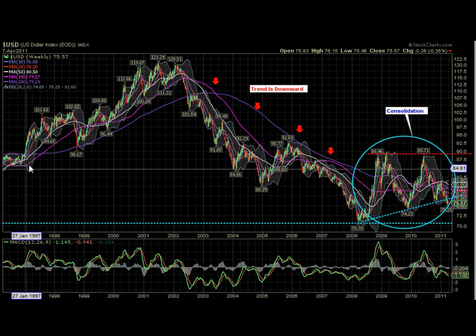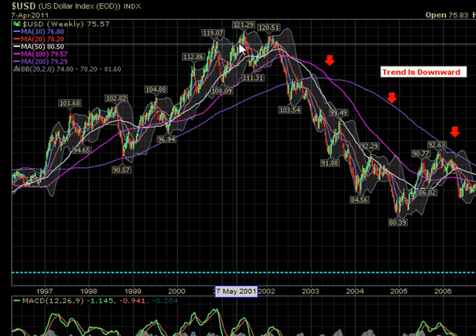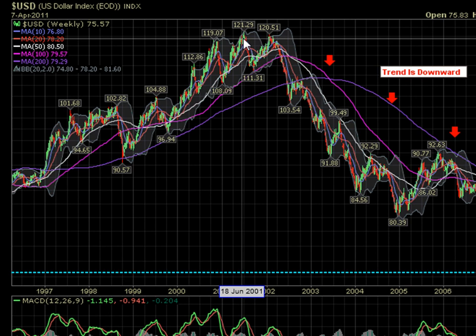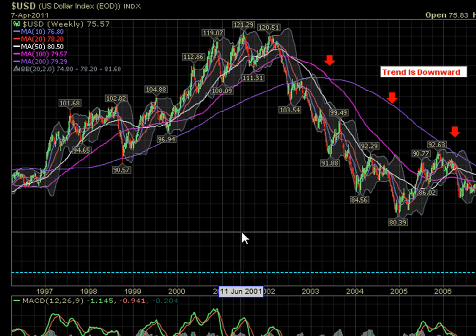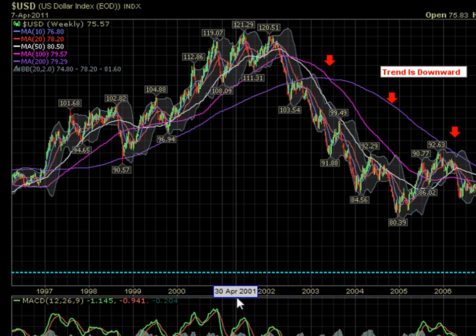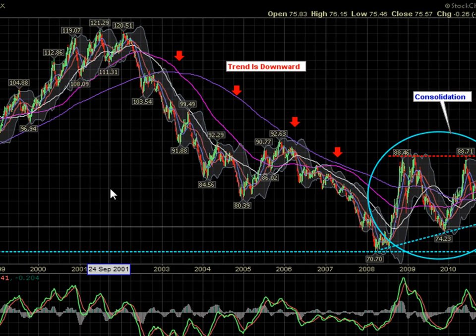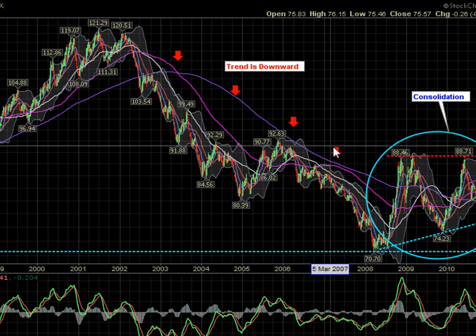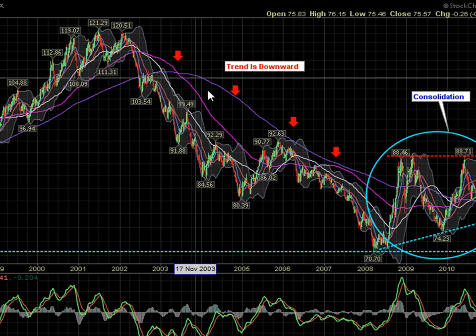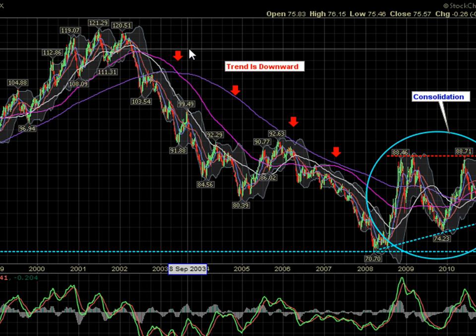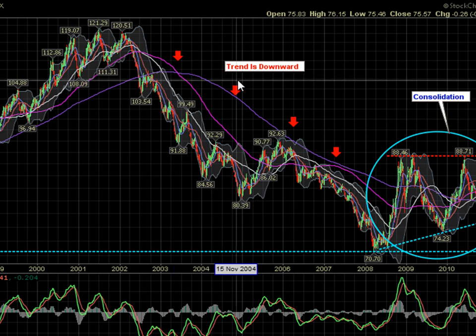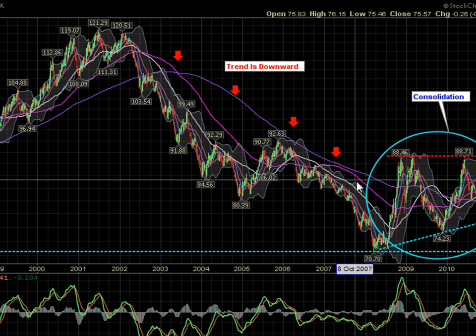We can see that basically we had a nice run up in the 90s to 121.29 on the index, and this was back in summer 2001. And basically we've been moving in this downwards trend since then. These arrows don't necessarily mean anything. I'm just using them to show you the direction of the trend that has been taking place.